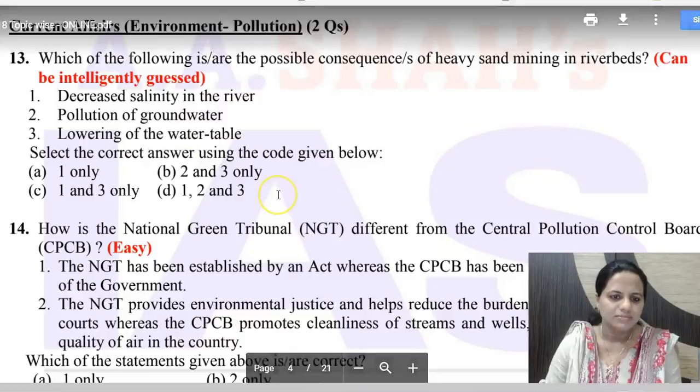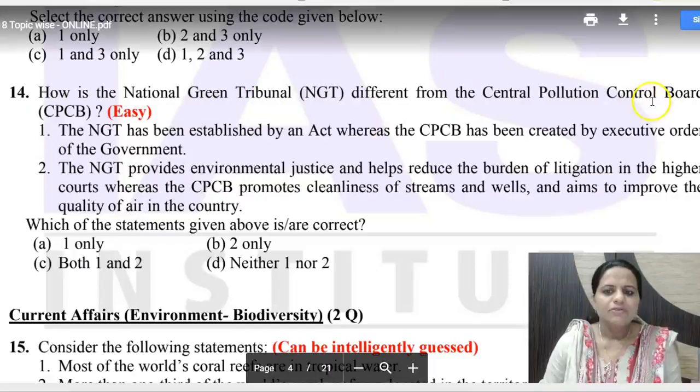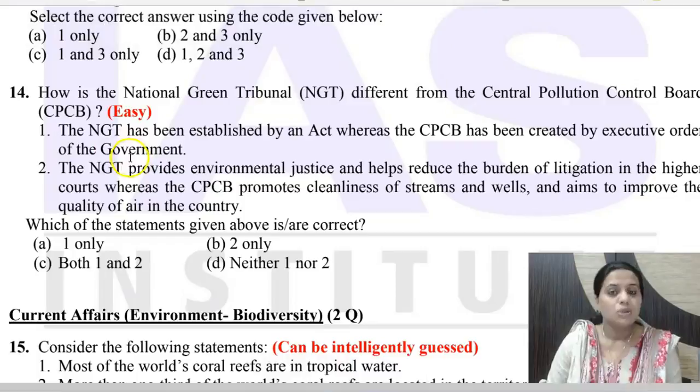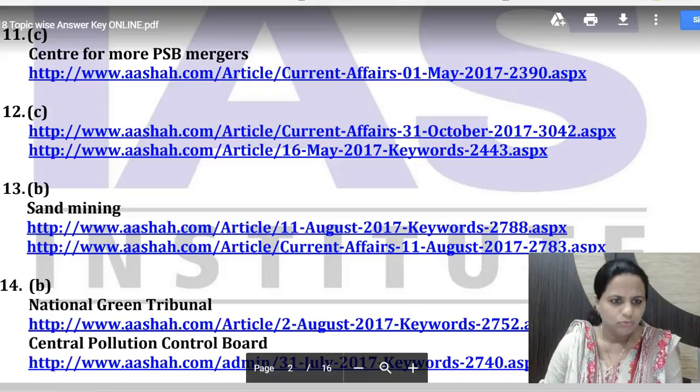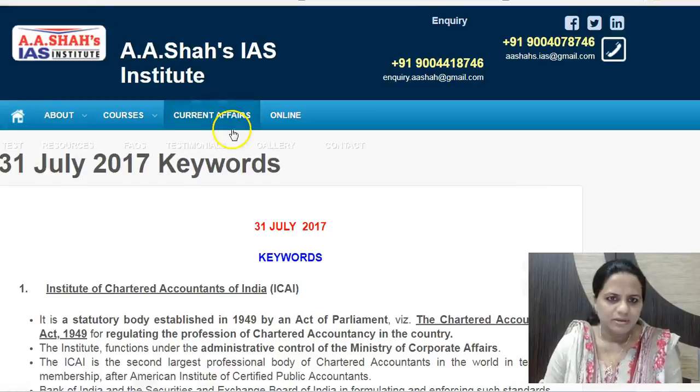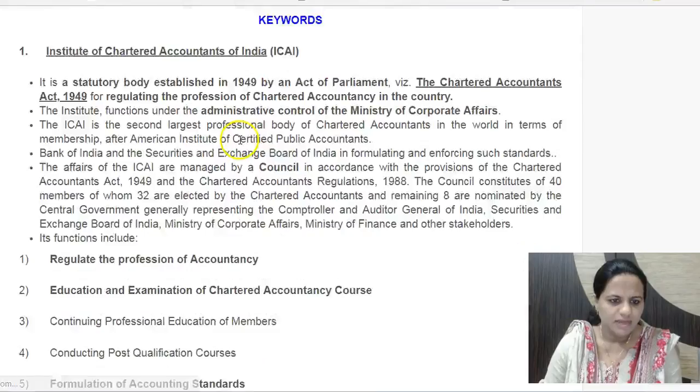Then next is, how is the National Green Tribunal different from the Central Pollution Control Board? So here again, this has been directly in the news. NGT has quite often been discussed, multiple times we've discussed this. It is under the NGT Act that it has been established, and the Central Pollution Control Board has also been established under the Environmental Act. So here it is not through an executive order. So option one is incorrect. This too has been in the news and we have been discussing it. If you look at it, you can see the keywords, we have given the details regarding the Central Pollution Control Board.